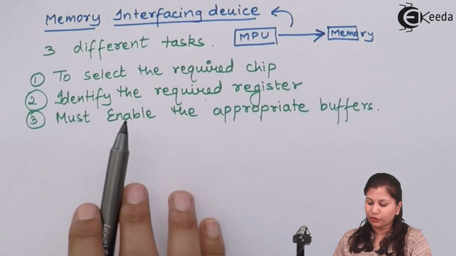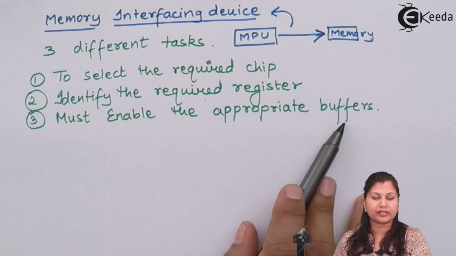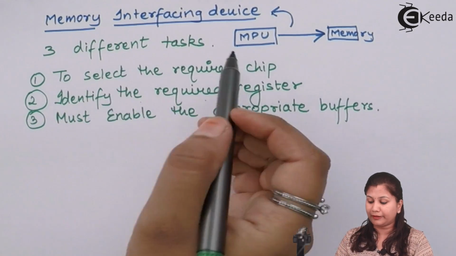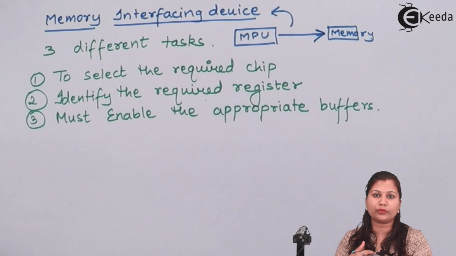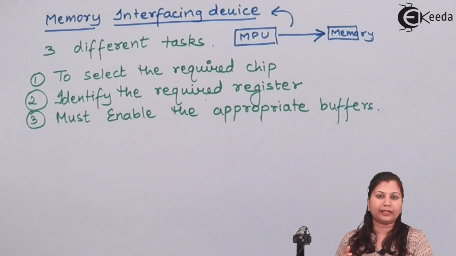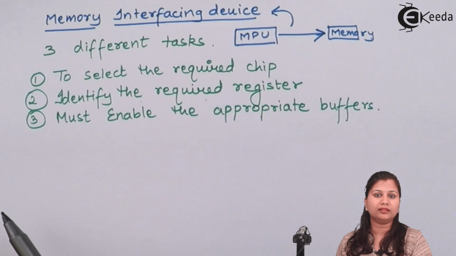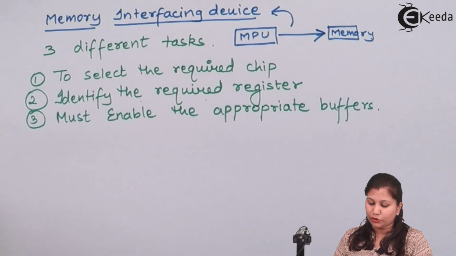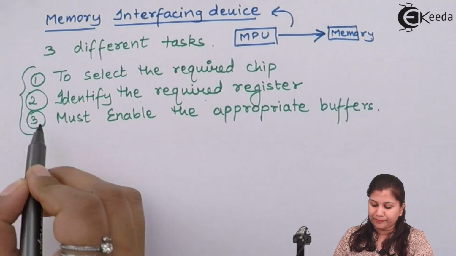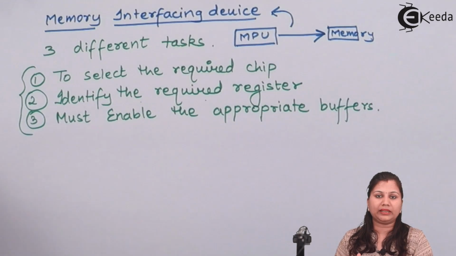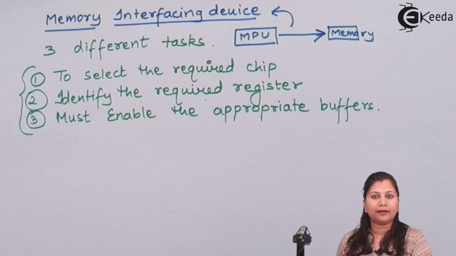Third step will be to enable the appropriate buffers. When the microprocessor wants to read the data, the read signal has to be activated, and if it wants to write the data, then the write signal has to be activated. So appropriate buffers like data buffers, address buffers, and the read and write signals, whichever is to be activated, that will be the third step. In this way the interfacing is done between the microprocessor and the memory.